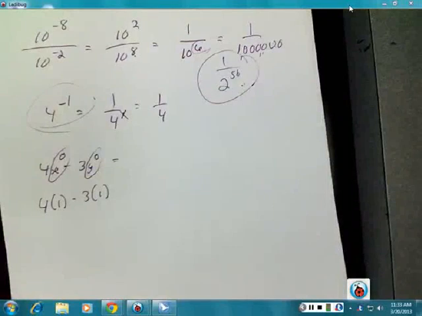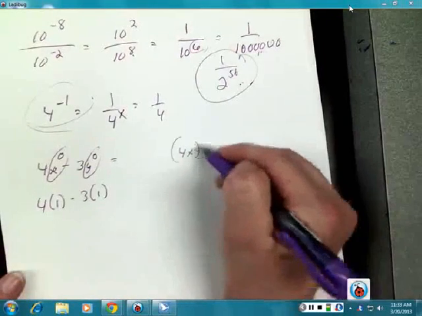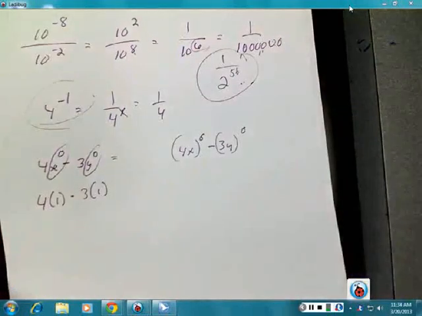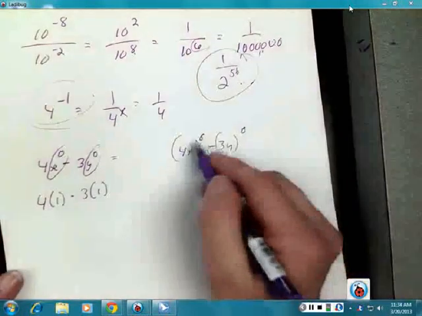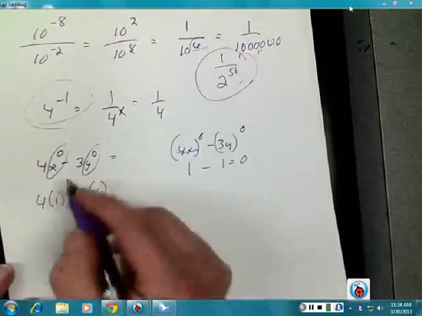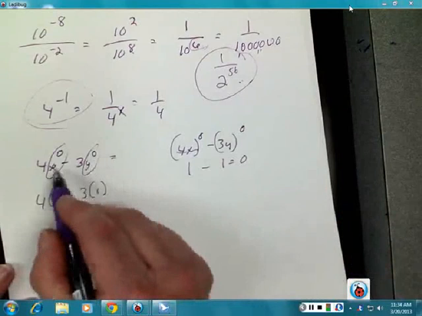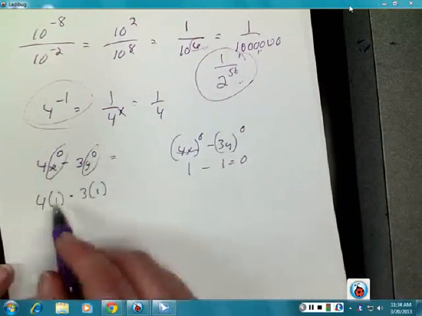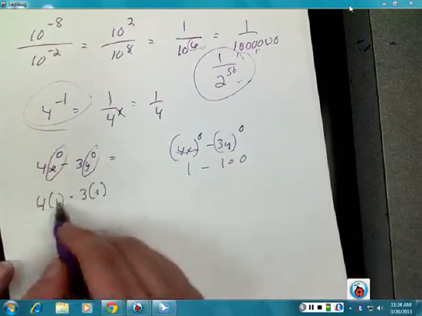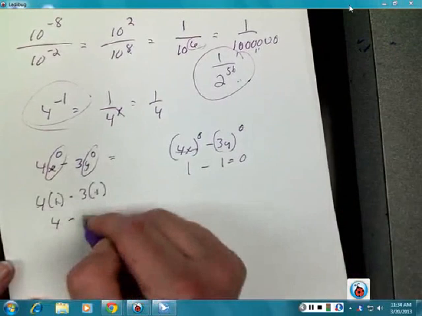If they would have had 4x to the 0 power minus 3y to the 0 power with parentheses, then this whole thing would have been 1 and this whole thing would have been 1, so then it would have been 0. But because it's only on the variable that's here, it's only those pieces. So what would that answer be? 4 times 1 is 4 minus 3.